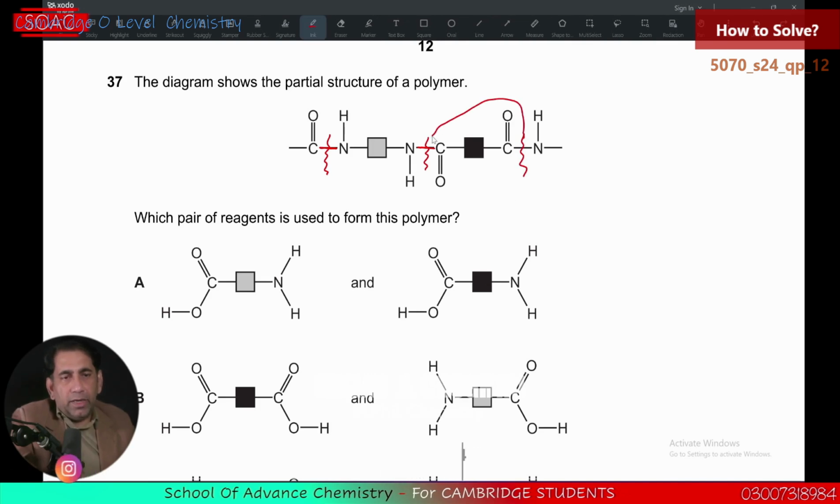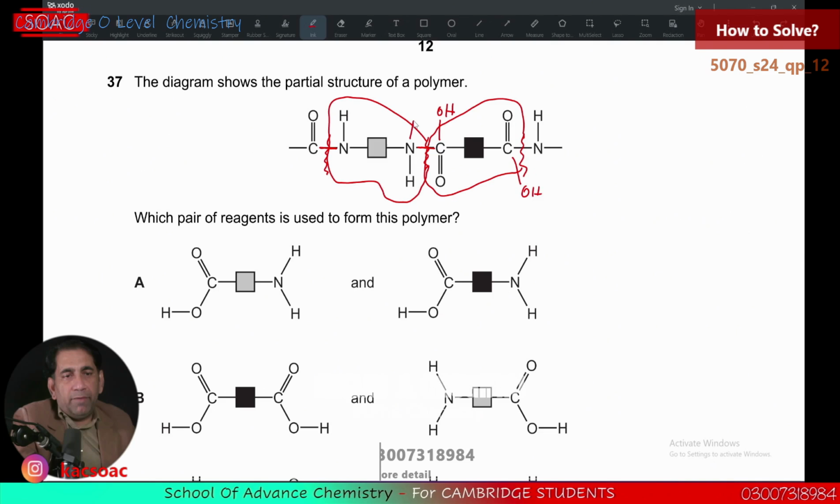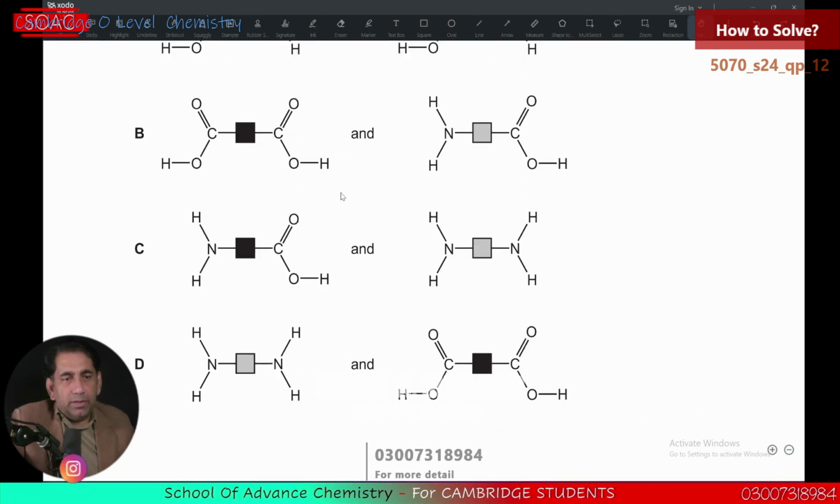So you can see that here one group is going to be visible over here. The second reagent is going to be visible over here. So we will add OH group to the C double bond O, C double bond O, and we will give H to the nitrogen atoms. So this gray box is in between two nitrogen atoms in the reactant molecule, and the black box is between two carboxylic carbons. And this one is the one reagent, this is the second reagent. Now where are the exact correct options? And here they are.